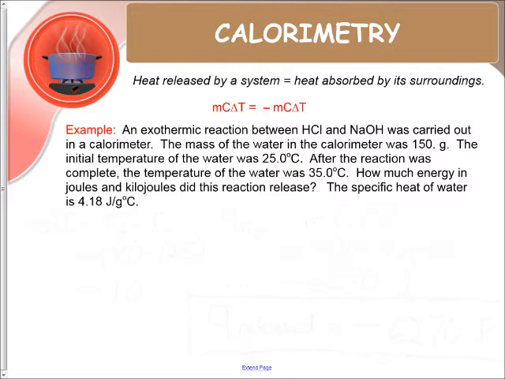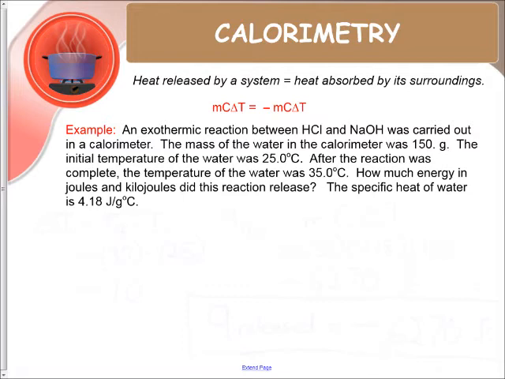Now the example they give us is a reaction between hydrochloric acid and sodium hydroxide that was carried out in a calorimeter. The mass of the water in the calorimeter was 150 grams, and the initial temperature of the water was 25 degrees Celsius. After the reaction was complete, the temperature of the water was 35 degrees Celsius. So how much energy in joules and kilojoules did this reaction actually release?